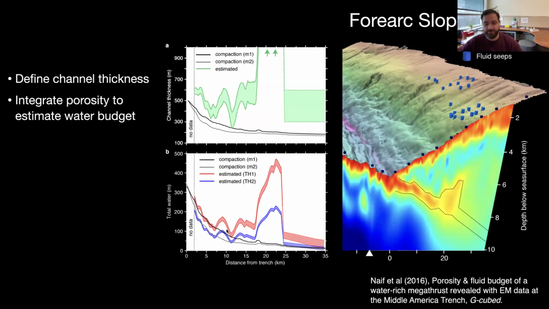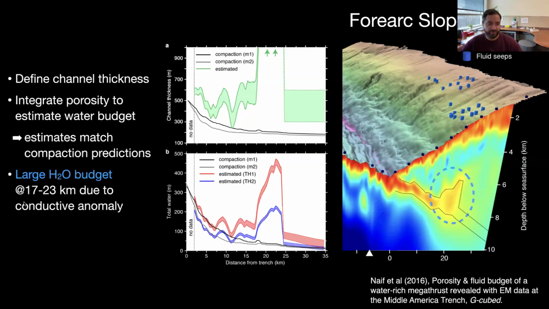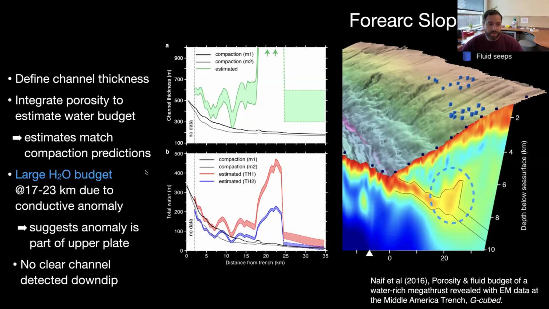But what we see on top of those predictions from compaction studies, we're clearly seeing variations down dip, where some parts of the plate interface have more water than other parts. And then we get to this interesting anomaly, which has so much water in it that it would basically be more water than we know is entering the subduction margin at the trench axis. And so that leads us to say, sorry, I forgot to click for these bullet points here for you. This large water budget anomaly, it's very likely that this is part of the upper plate rather than a feature that's part of the subducting plate.